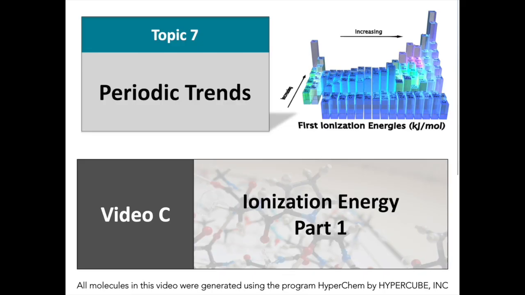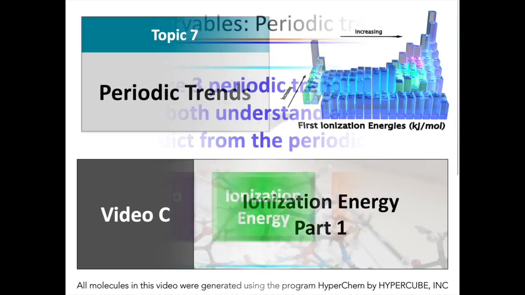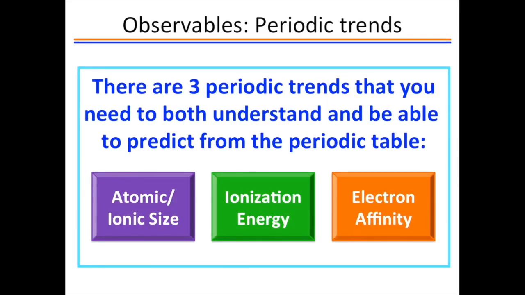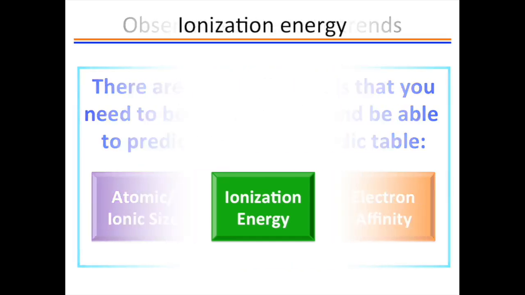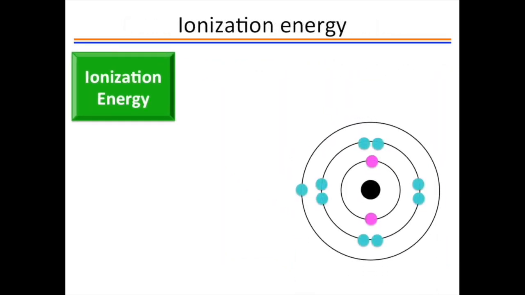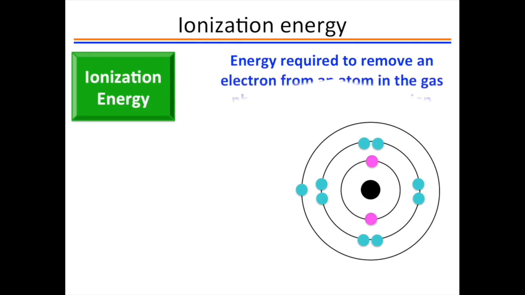Good morning, students. This is topic 7, video C, Ionization Energy, part 1. We continue our study of periodic trends. There are 2 we haven't looked at yet. Let's turn our attention to ionization energy. Ionization energy is the energy it takes to remove an electron from an atom.